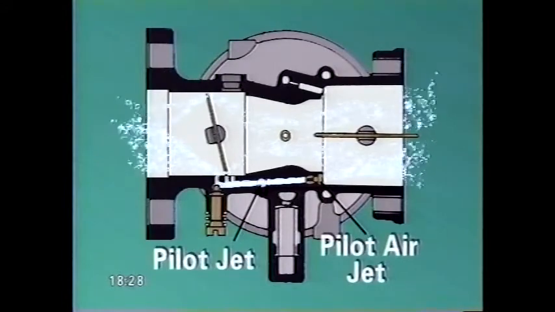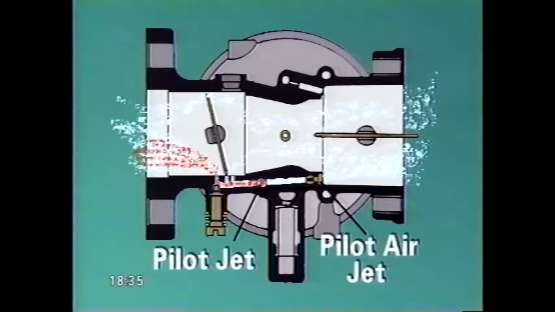Here it mixes with a small amount of incoming air from the pilot air jet. The mixture of fuel and air then enters the barrel of the carburetor at the pilot outlet behind the throttle valve.